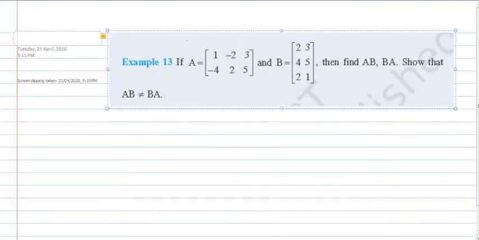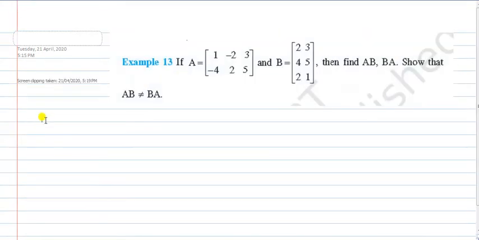So for that example, let us see this one, how the things are done. First, I have given you two matrices. A has the elements 1, -2 and 3, then -4, 2 and 5. And B has 2, 3, 4, 5, 2 and 1.